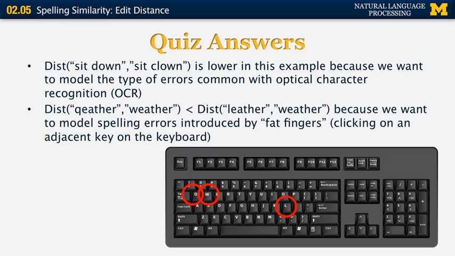Now, in the second example here, the distance between QEATHER and weather is smaller than the distance between leather and weather, because we want to model the way that people introduce spelling errors by using their fat fingers, essentially clicking on an adjacent key of the keyboard instead of the one that they wanted to click on. So Q and W are adjacent on the keyboard, whereas L is farther away.